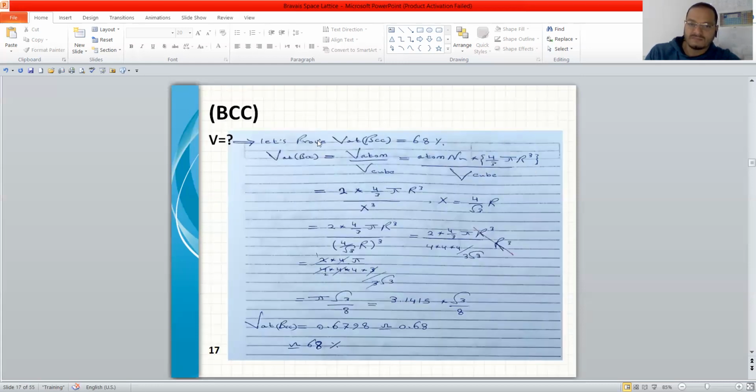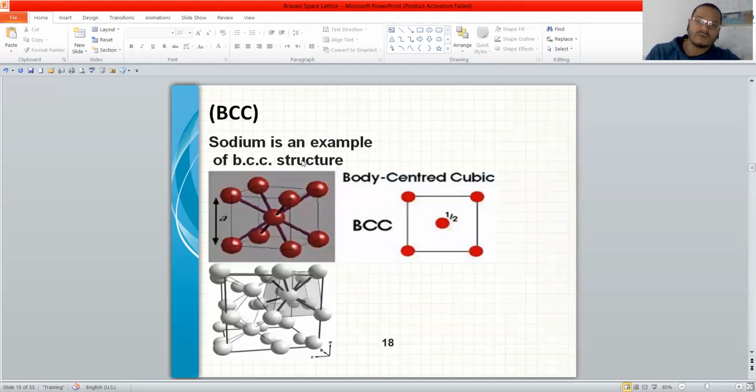Now, using the same formula, the packing fraction will equal 68%. That means it is bigger than the simple cubic. Now, let's take some examples. Sodium is a good example. Let's illustrate the basic cubic structure. It will be like that for sodium.